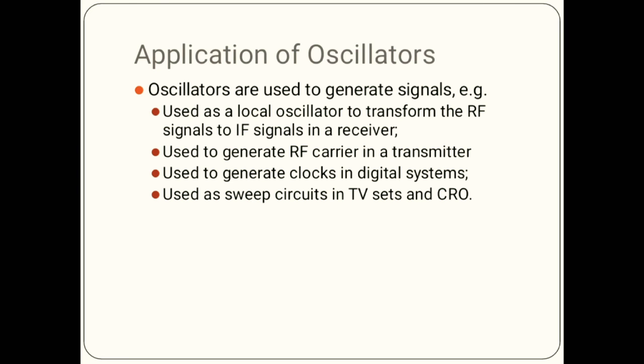Application of oscillator. Oscillators are used to generate signals. Used as a local oscillator to transform the RF signal to IF signal in a receiver. Used to generate the RF carrier in a transmitter. Used to generate the clock in digital systems. Used as a sweep circuit in TV sets and in CRO.